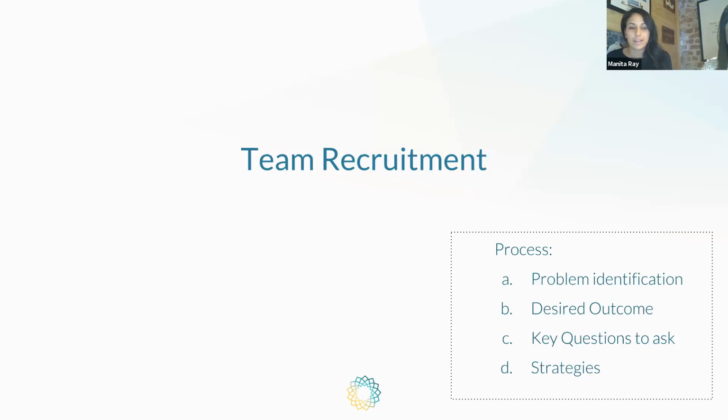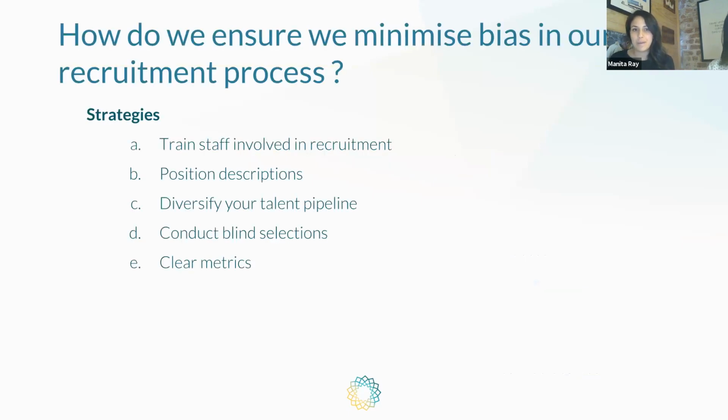The outcome that we want in this team recruitment is to have an unbiased recruitment process that allows for equal opportunity for all genders to be able to apply and be recruited as part of your organization. Some of the questions we can ask ourselves are: how can we avoid or at least minimize bias when recruiting new team members, and how are we currently advertising, interviewing, and selecting candidates for the roles that we have open? So the strategies that we can look at to minimize bias in our recruitment process: one is to train staff who are involved in recruitment.